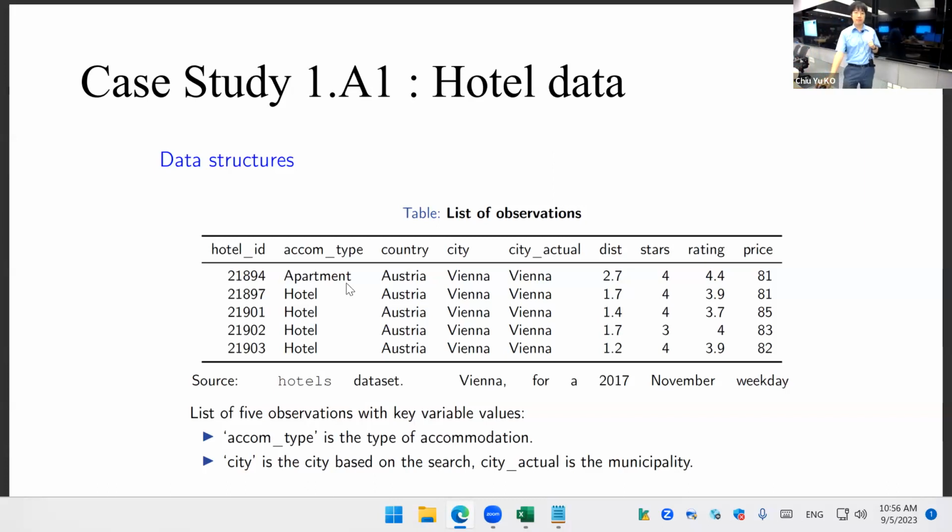And you can see they have a hotel ID and a hotel name. Because they want it to be anonymized, that's why they use the hotel ID. Then the type of accommodation, the city, and the city actual. I think the book said they have city actual because the city data is not very clean, so they have to make sure it's cleaned up. It's called city actual, the cleaned-up data. And then the distance to the center, how many stars they have, the rating by the consumers, and the price. Okay.